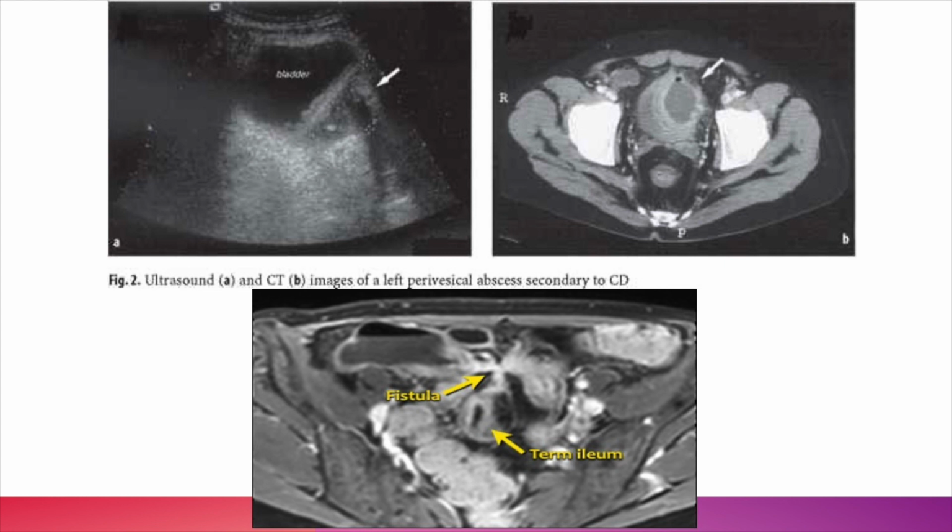Here in this slide, you can see on the left upper corner the bladder and the adjacent ileum. On the CT scan on the right, you can see on the arrow a left perivesical abscess secondary to CD. And the lower CT scan shows the fistula formed between the bladder and the proximal terminal ileum.